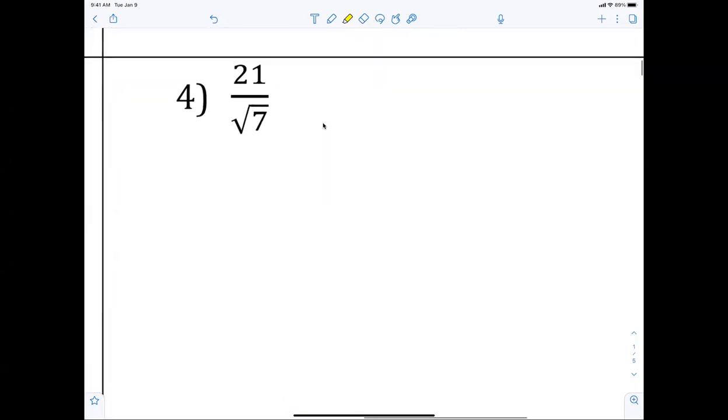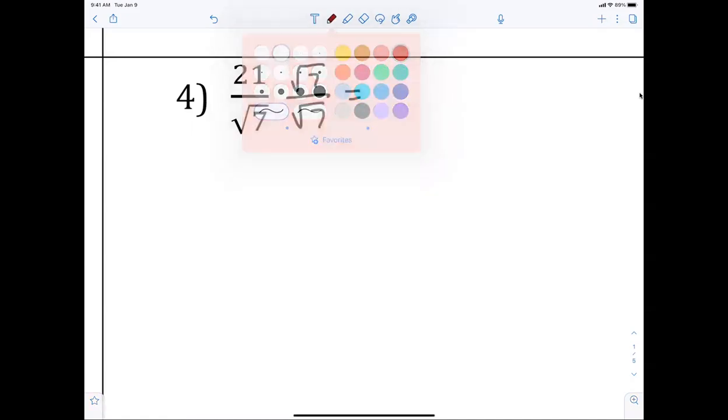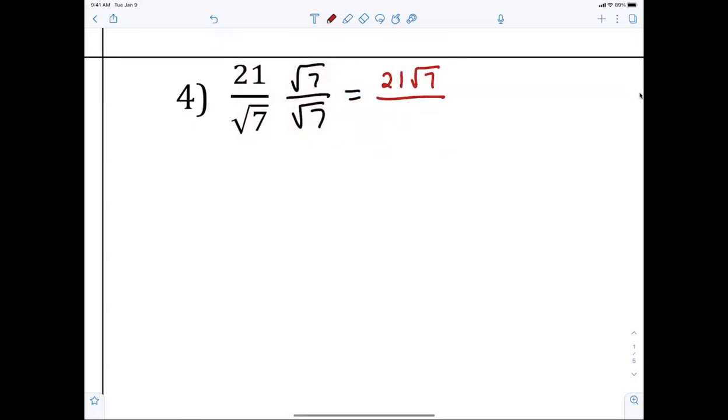Number 4. We're multiplying the top and bottom by what? Yes, we're multiplying the top and bottom by radical 7. So it ends up becoming 21 radical 7 over what? Over 7. Now, as I was saying before, is it possible to reduce the 21 and the 7? Yes. So that's why it would be 3 radical 7.